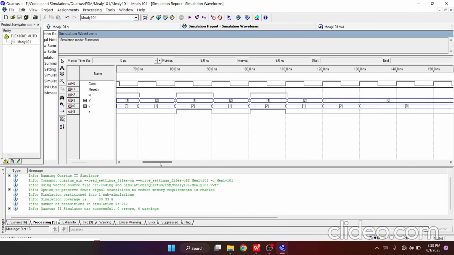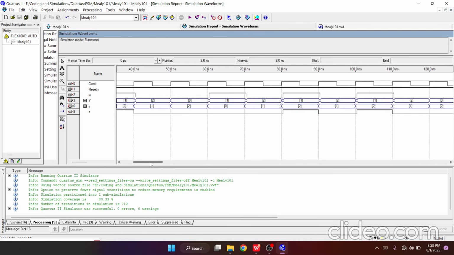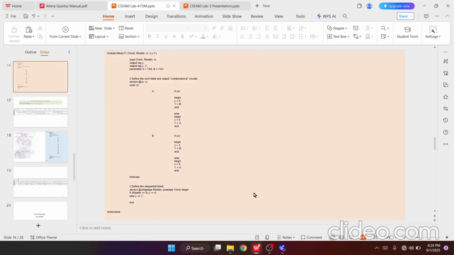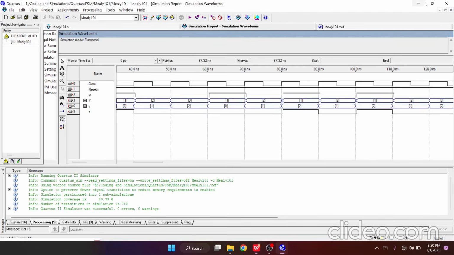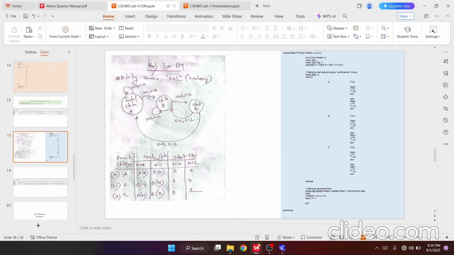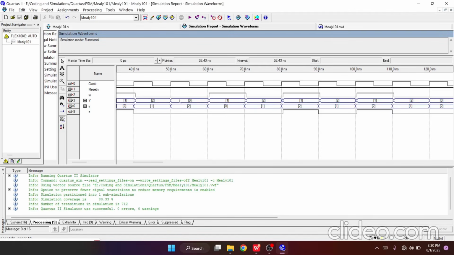Now if you want to analyze, say, for this particular time from 50 to 60 nanoseconds, see the present state small y was 2, that means 2 means this state, you were in C state. So while being in C state, if you get 0, you should go back to the initial state. That means your next state should be 0. Capital Y is 0 here.